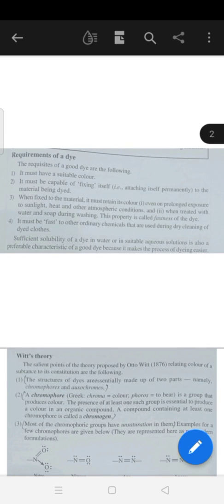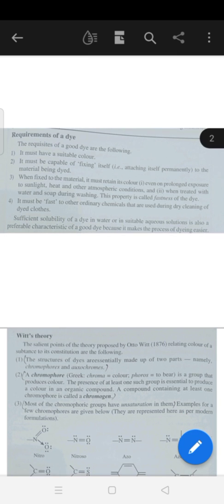Requirements of a dye. It must have a suitable color. It must be capable of fixing itself to the material being dyed. When fixed to the material, it must retain its color even on prolonged exposure to sunlight, heat and other atmospheric conditions, and when treated with water and soap during washing. This property is called fastness of the dye. It must be fast to other ordinary chemicals that are used during dry cleaning of dyed clothes.